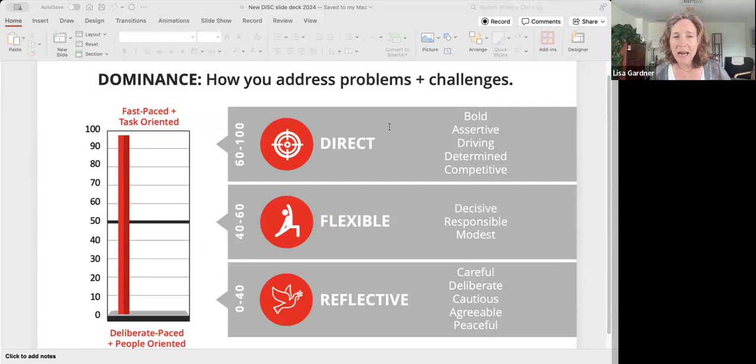So people who score high in dominance, 60 to 100, tend to be very direct, aggressive, and impatient when addressing problems and challenges. People high in dominance tend to be fast decision makers and very goal-oriented. If you scored somewhere in the middle, 40 to 60, it means that you have some adaptability in this style. And if you scored low in dominance, you will likely be more patient, deliberate, cautious, and cooperative when responding to problems or challenges. Which is better, high or low? It really depends on the nature of the problem or the challenge.